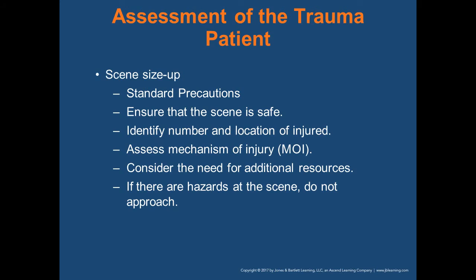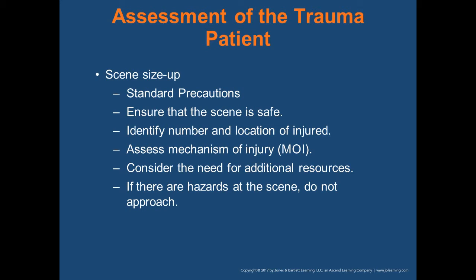So let's talk about scene size up, the assessment of the trauma patient. This is your skill sheet, so know this. First of all, scene size up includes standard precautions, BSI, PPE, however you want to word it, but personal protective equipment is important, and then ensure scene safety. Now, it's, again, difficult to ensure scene safety, but you can certainly be aware of the risks involved in the scene, and then identifying the number and location of the injured. This can be a problem when you do have a multiple victim event.